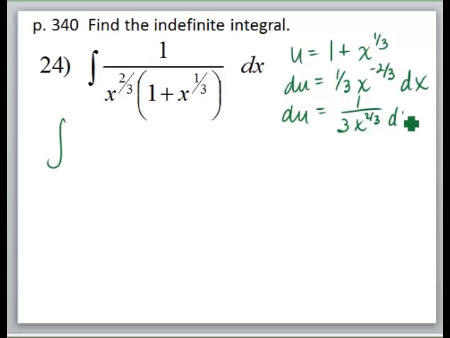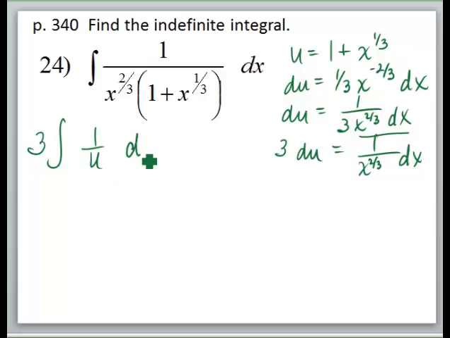I want to go ahead and reduce this over here first so I can look at it a little bit better. I need this portion right here. I don't need this 3. So I'm going to move it to the other side. The 1/3 I'm going to write as 3 du equals 1 over x to the 2/3 dx. So I'm going to put my 3 out front. And I'm going to go ahead and rewrite this as 1 over u du.